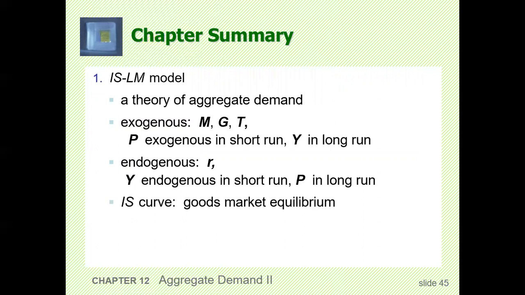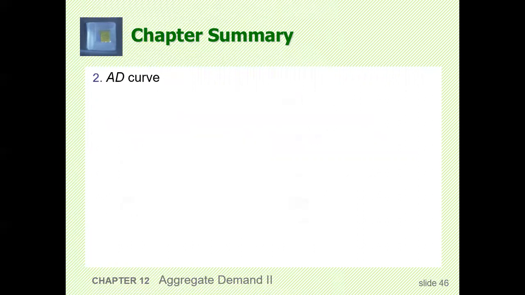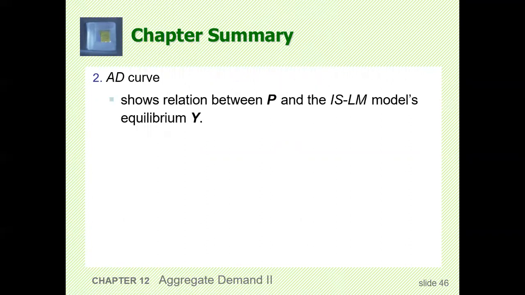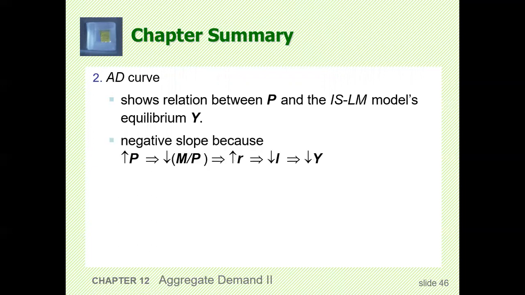The IS curve is a curve for goods market equilibrium, the LM for money market equilibrium. Second, the aggregate demand curve shows the relation between price and the IS-LM equilibrium level of output. It has a negative slope because if the price increases, real money balances decrease, so the interest rate increases, investment decreases, and income and output will also decrease.